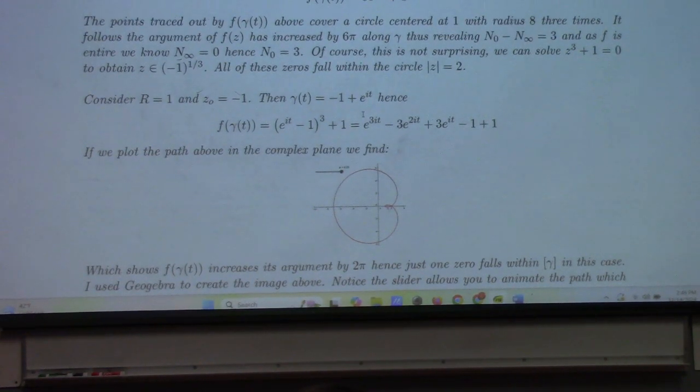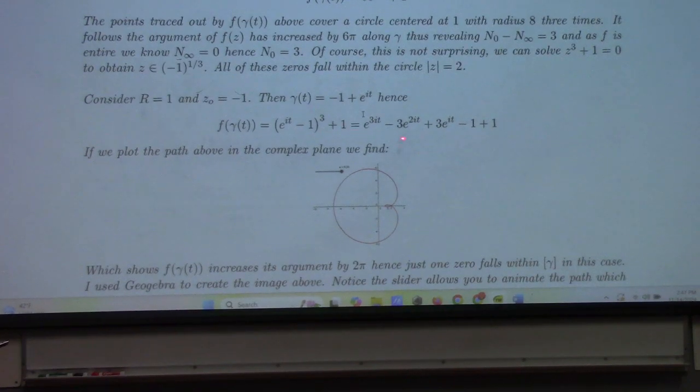So, all right, on the other hand, if we were to look at radius 1 and the center being minus 1, then gamma of t would be minus 1 plus e to the it. And when I plug that in to this function, what do I get? I get this mess, right?